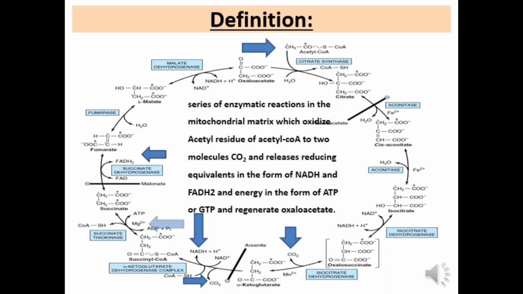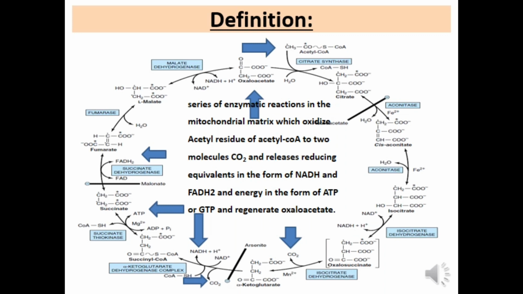form of ATP or GTP. The differences between ATP and GTP: ATP is adenosine triphosphate and GTP is guanosine triphosphate. Both are currency of energy. And it regenerates oxaloacetate. The oxaloacetate which enters the cycle in the first reaction is regenerated in the last step. That is why it is known as a cycle.